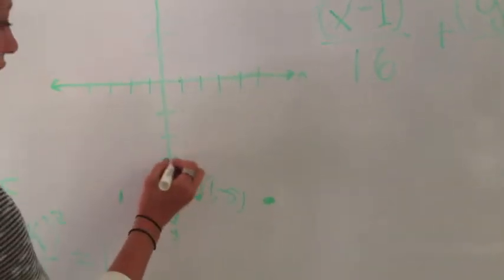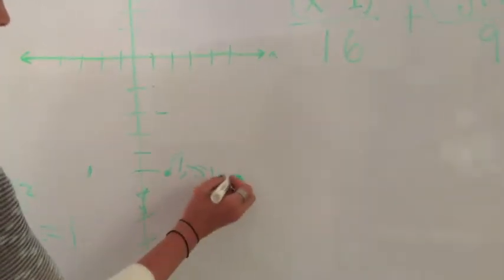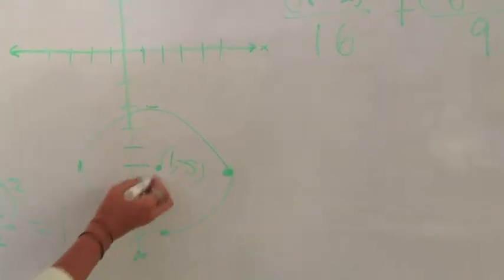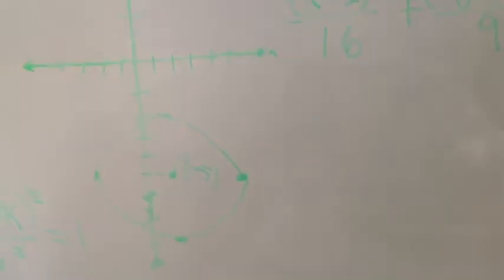And then 9, the square root of 9 is 3, so we'd go up 3 on both sides. And then we'd draw the ellipse like that. And the midpoint would be at 1, -5.